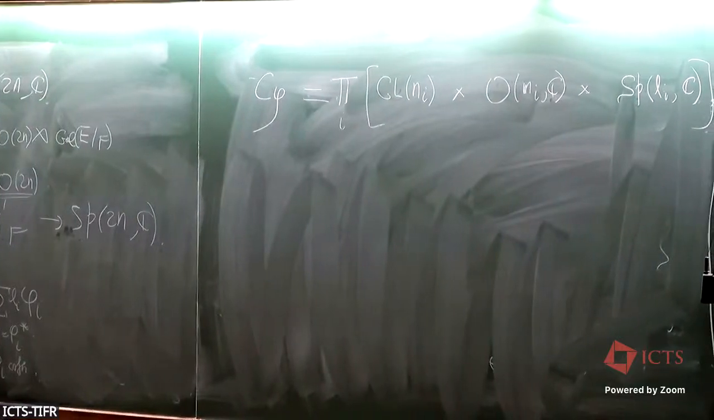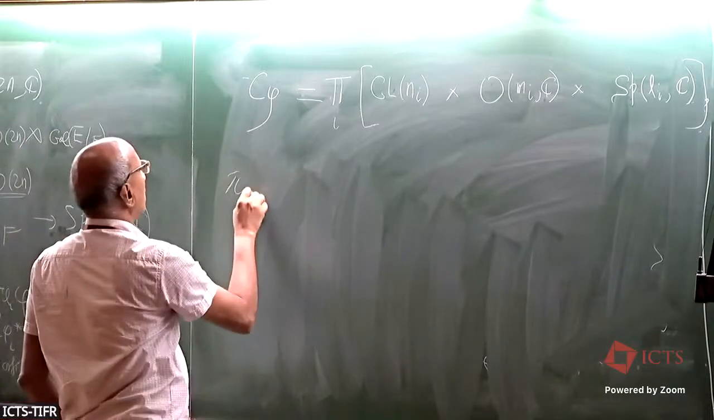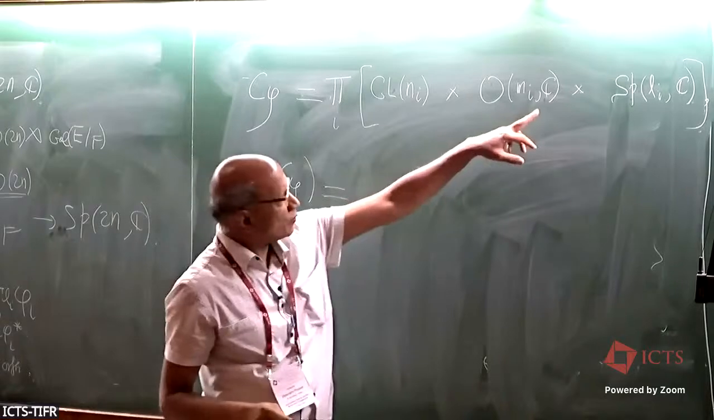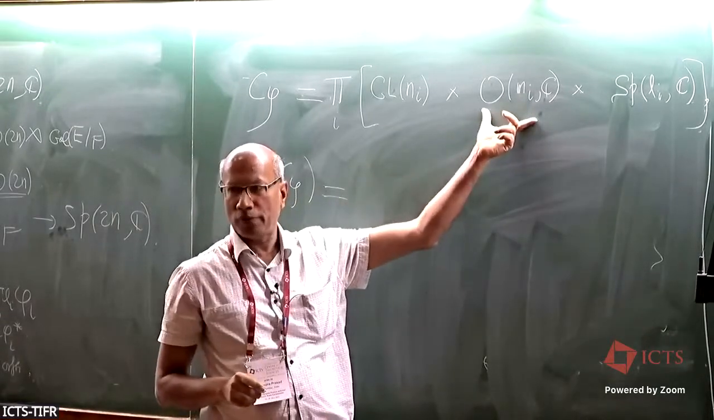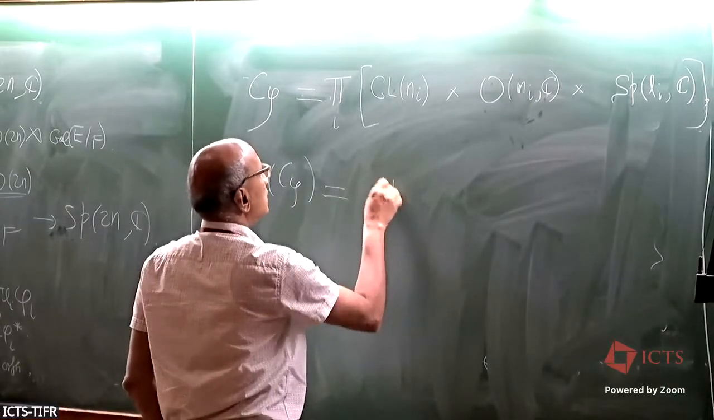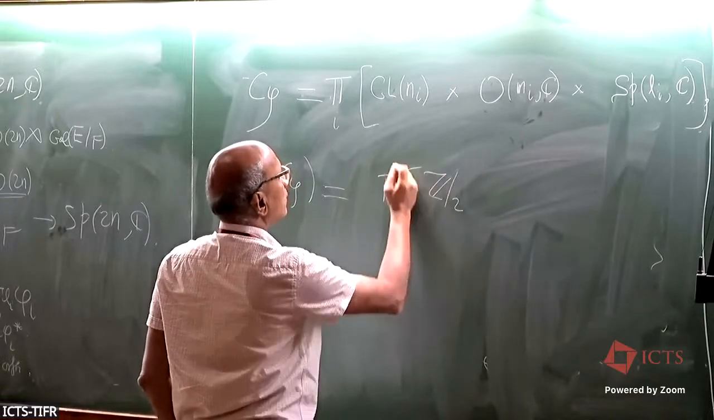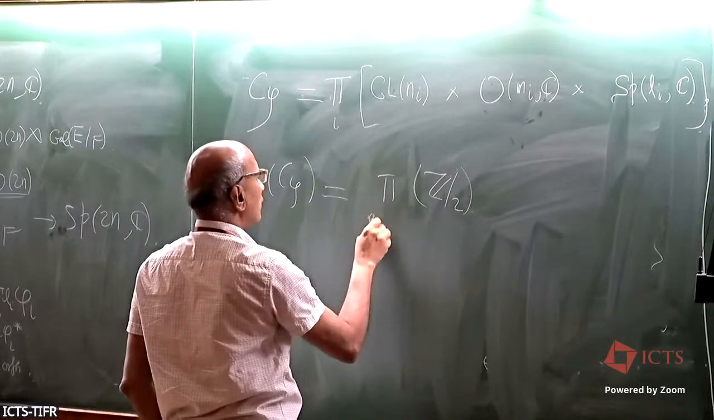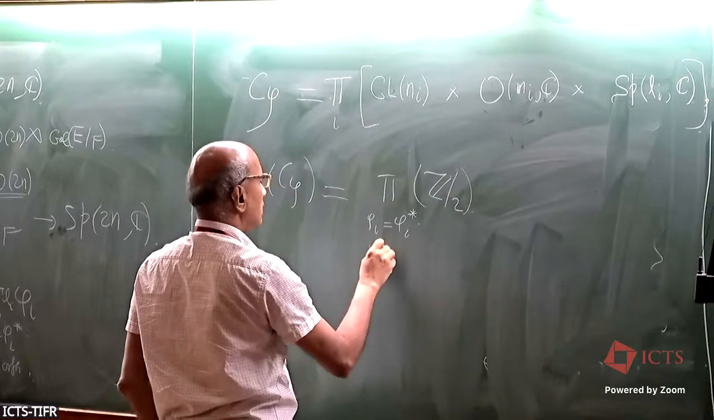So the component group, which is pi_0 of C_phi, is therefore contributed by this factor. And for each of these factors, there is Z mod 2. So therefore pi_0 of C_phi is a product of Z mod 2, and this product is over phi_i equals phi_i star and phi_i symplectic.